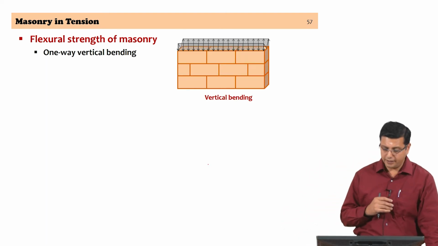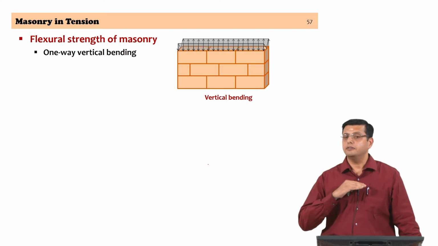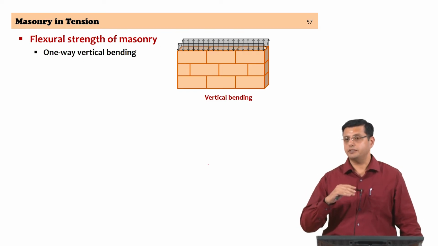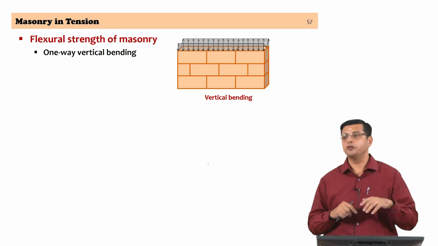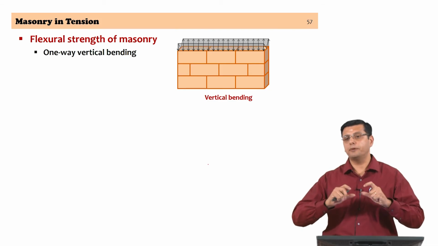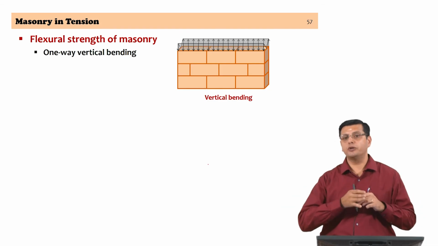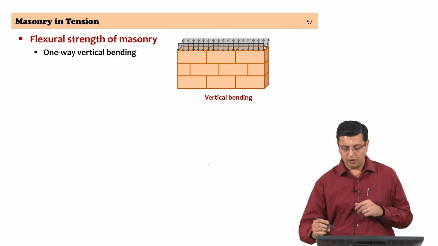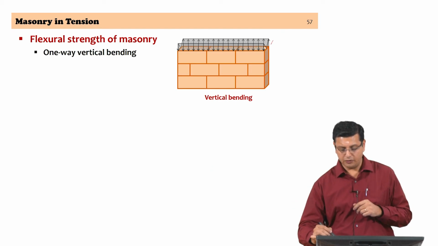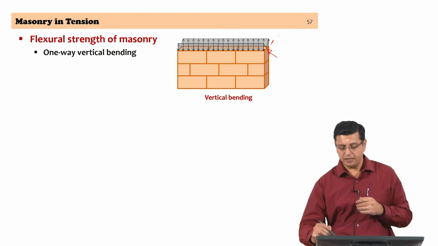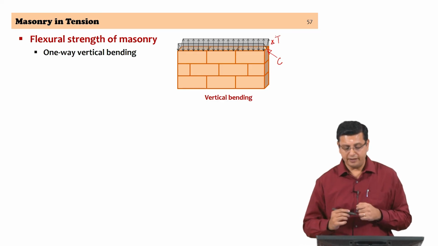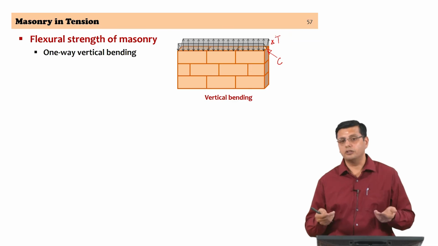When the wall is in vertical bending, the bed joint is subjected to flexure normal to the bed joint. So, each bed joint is going to be subjected to tension and compression induced by flexure. So, the same joint would have compression on one end and tension on the other. One end of the cross section is experiencing compression, the other end of the cross section is experiencing tension, and that is the flexural tension effect on the bed joint.